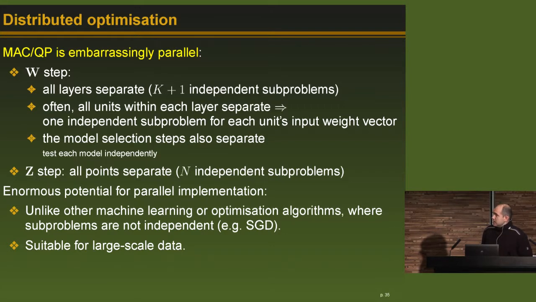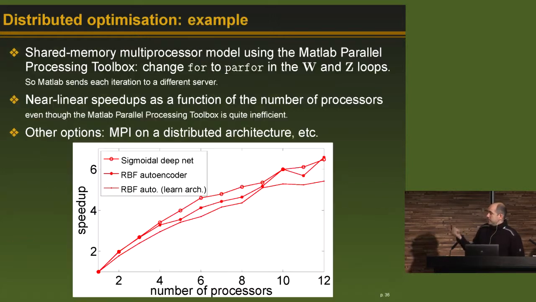So you can have a lot of independent subproblems in there. And then in the set step, as I mentioned before, the coordinates separate over data points. So that usually is a massive parallelization, and that is suitable for large scale data. Here we have some results for the experiments I described before using the MATLAB parallel processing toolbox with up to 12 processors, and we get a reasonably linear speed up there. We can do much better if we use distributed optimization.